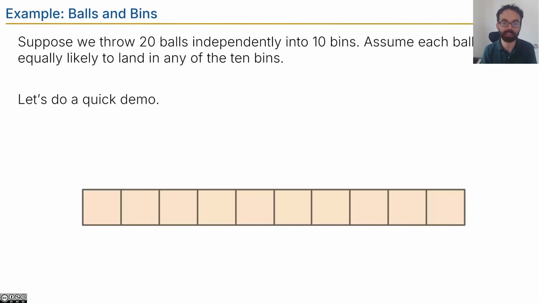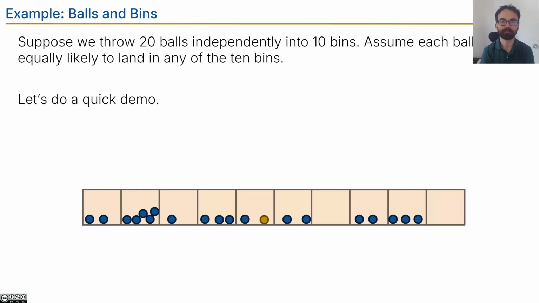And, well, let's see it out. So I throw my first ball and it lands in 5. So my next one, 6. My next one, bin 2, 6 again, 8, 3, and so forth. And I keep throwing the balls over and over until I get to number 20. There we go. So that's my 20th and final ball. It's golden in color, so I know when to stop.